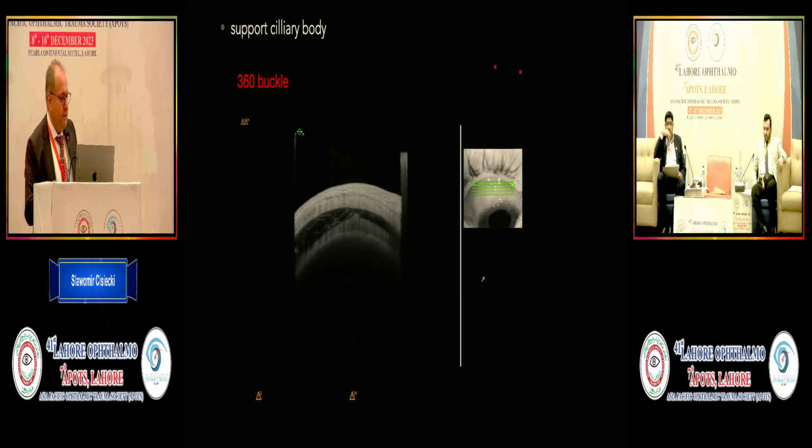So, 360 for supporting the ciliary body. If we place a 360 buckle, it doesn't change the position of the ciliary body because there is a cleft anyway, but as I mentioned before, we construct the eye and we increase the IOP therefore.